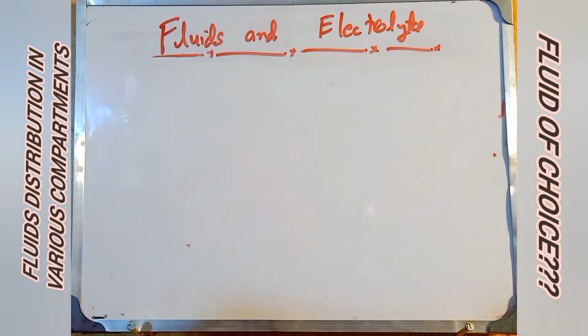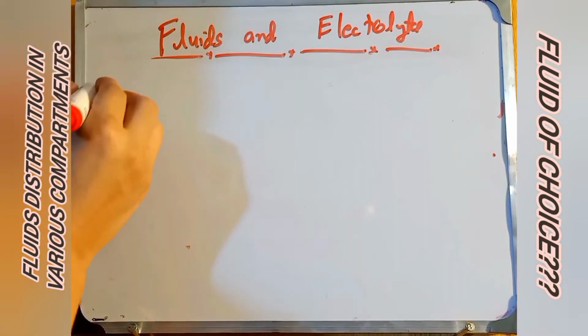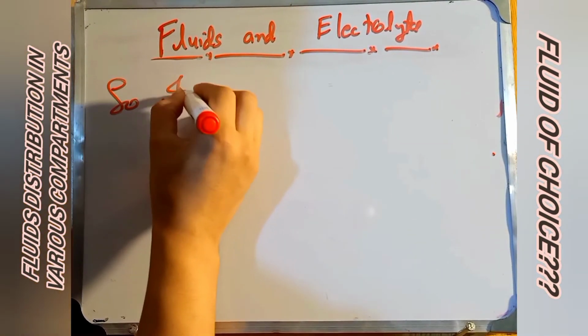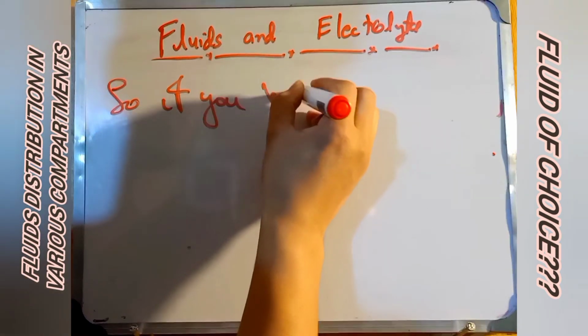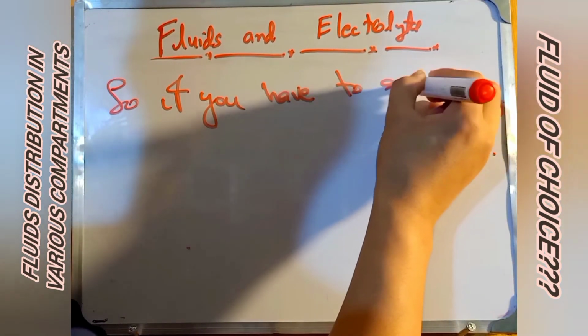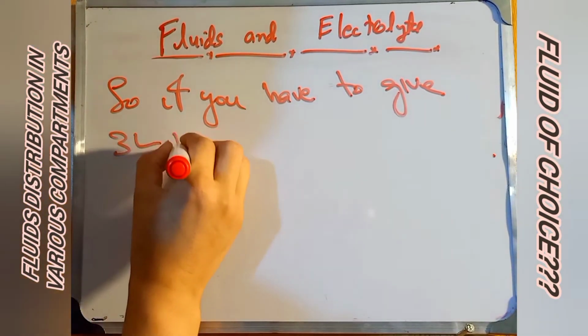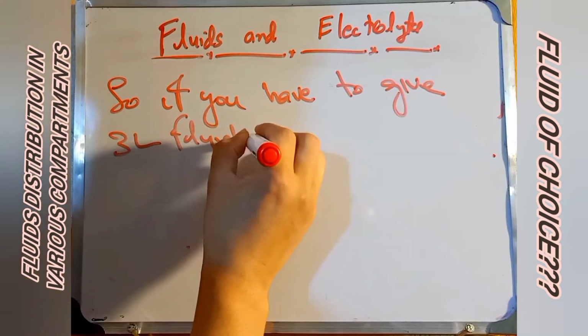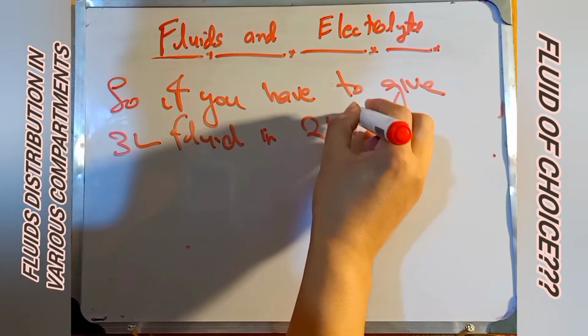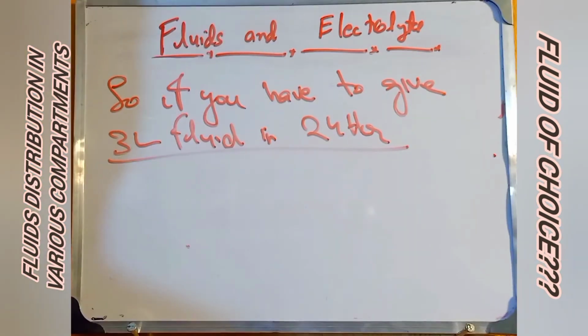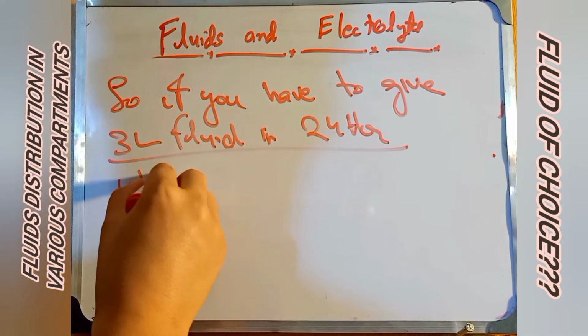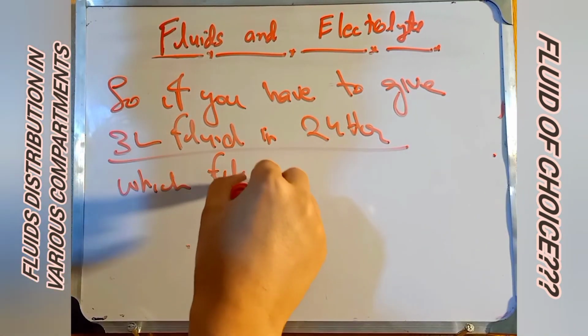Further, now the question arises: if the maintenance fluid comes out to be 3 liters, which fluid will you give to the patient? It's logical. Regimen one is that you will give 1 liter of normal saline and 2 liters of 5% dextrose. Why?